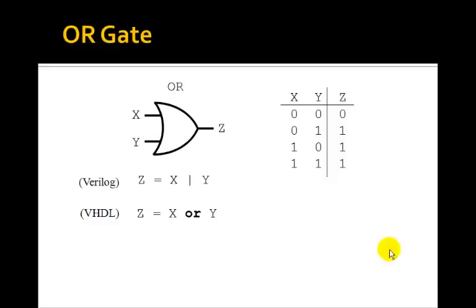Here's an OR gate. Notice the symbol for an OR gate has this curved input, sort of comes to a point here. Again, there are two inputs, X and Y. The output of an OR gate is 1 if either or both inputs are 1. We use the vertical line for the OR operator in Verilog, whereas in VHDL, again, you have to write out the word OR.